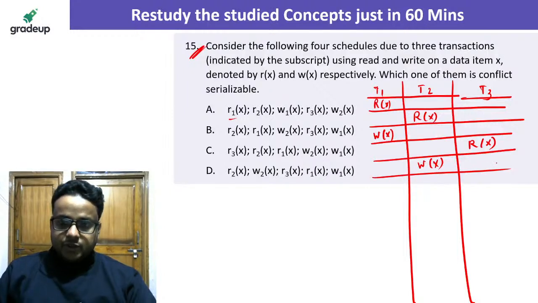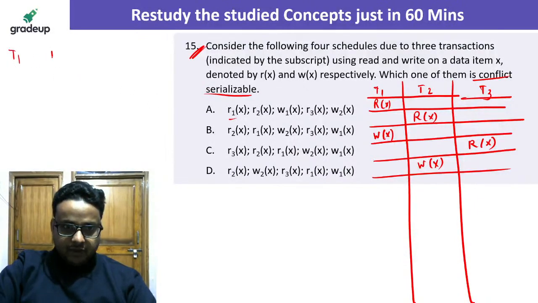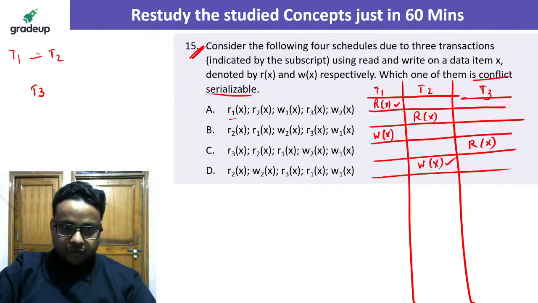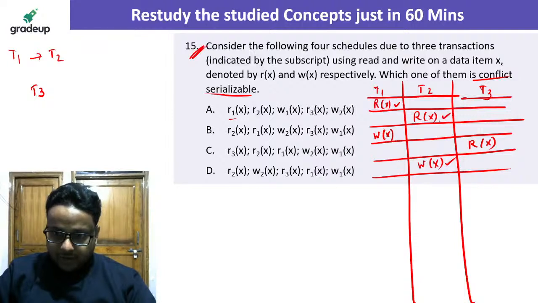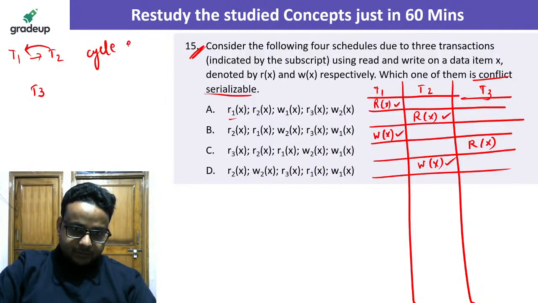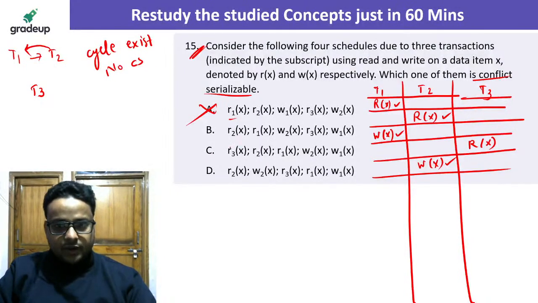Okay. So now is there any conflict? Because they are asking you which one of them is conflict serializable. So we have T1, T2 and T3. R of X and W of X, yes, making a conflict from T1 to T2. And now R of X and W of X, so T2 to T1. So obviously a cycle exists in this, so it is not conflict serializable. Don't check the others because it is not conflict serializable.